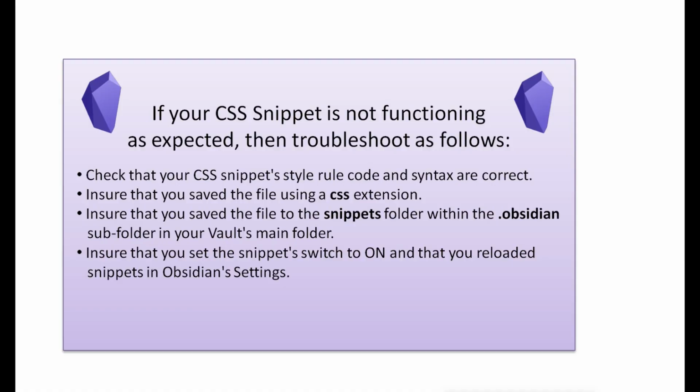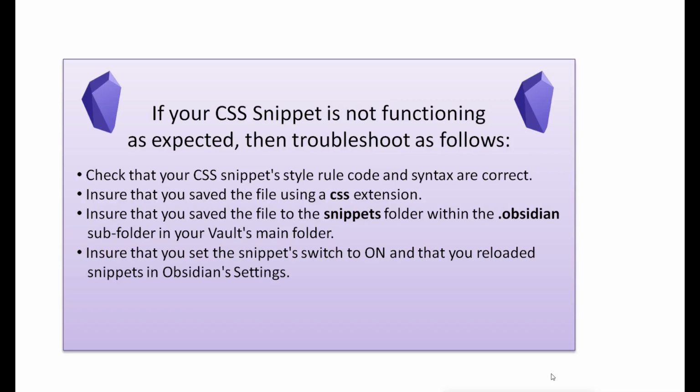If that's okay, then ensure that you saved it using a CSS extension. If you're using something like Windows Notepad, it's very easy to forget that part and save it with a TXT extension, which as we saw is the default. The snippet then won't work. So double check that you use the correct CSS file extension. If that's right, then make sure you saved it in the correct location, meaning the snippets folder within the .obsidian folder in your vault's main folder. And if that's right, then ensure that you set the snippet switch to On and that you reloaded the snippet in Obsidian settings.